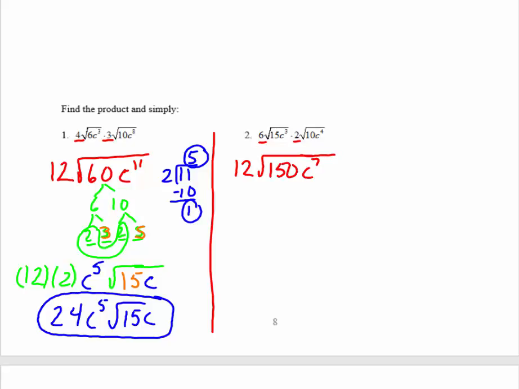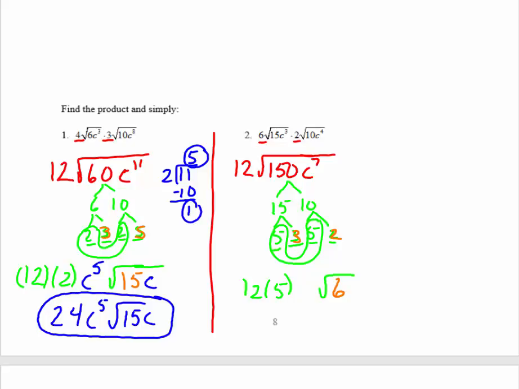I'll then do the factor tree. 150 is 15 times 10, and 15 is 5 times 3, and 10 is 5 times 2. So I'll look for a pair. And I see that I have a pair of 5s. So 12 is already out there, and a 5 is going to come out. Leave a little bit of space, so we'll work with the variable. What's left underneath the radical so far is this 3 times this 2. So 3 times 2 is 6.